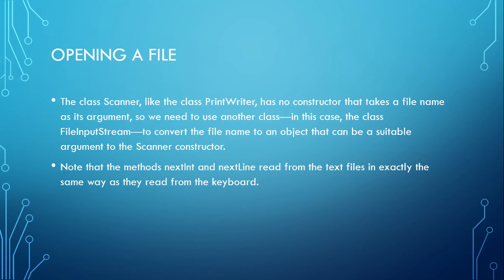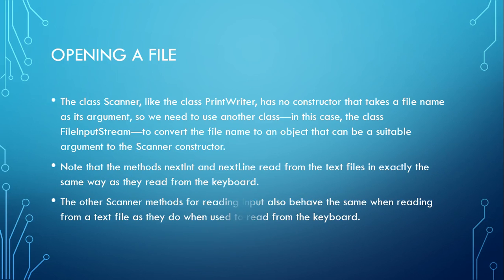Now you'll note that the methods nextInt and nextLine read from text files exactly the same way that they read from the keyboard. Like how we did Scanner keyboard as an object, and then int num equals keyboard.nextInt. It's functioning the same way, except here we're getting it from the text file. The other Scanner methods for reading input also behave the same when reading from a text file as they do when reading from the keyboard.